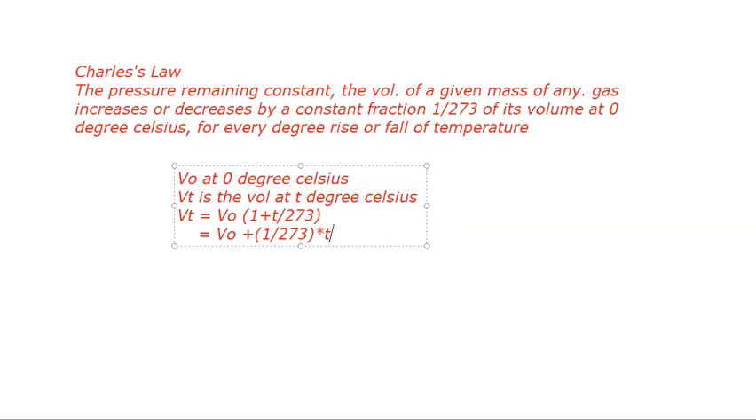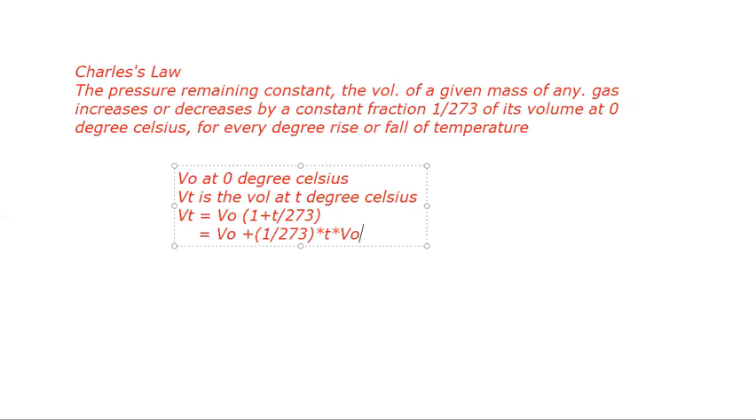For example, if you want to find out the volume at 20 degrees, then T is equal to 20, right? So V0 you know, and T is 20, and this change is into V0, the volume at 0 degree Celsius. If V0 is the volume at 0 degree Celsius, then for T degree Celsius, what will be the change? V0 into 1 by 273 times of that temperature.